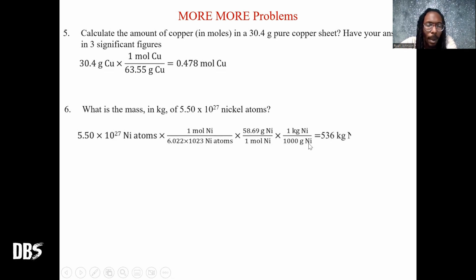And doing some math, as I mentioned earlier, you can do it in multiple ways. We're multiplying and dividing, and I see that I'm going to get 536 kilograms of nickel. Okay, that's a little cut off right there.